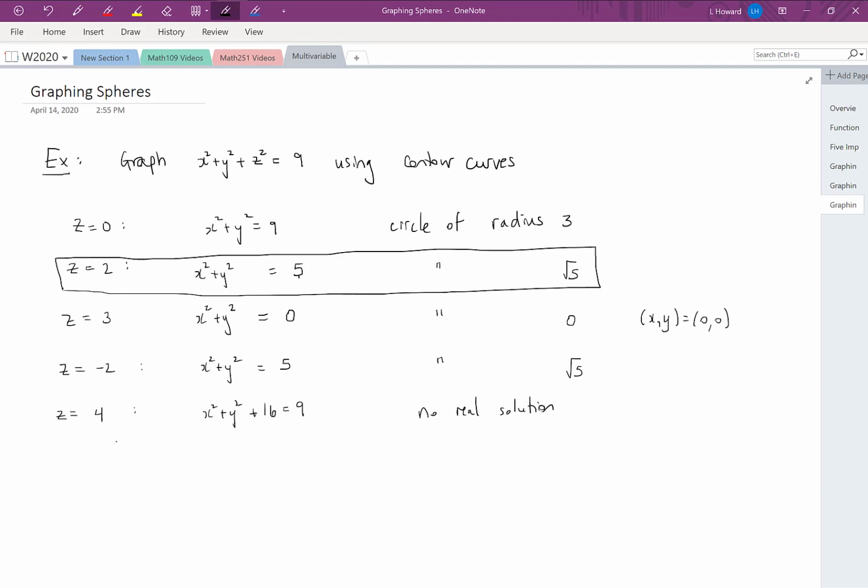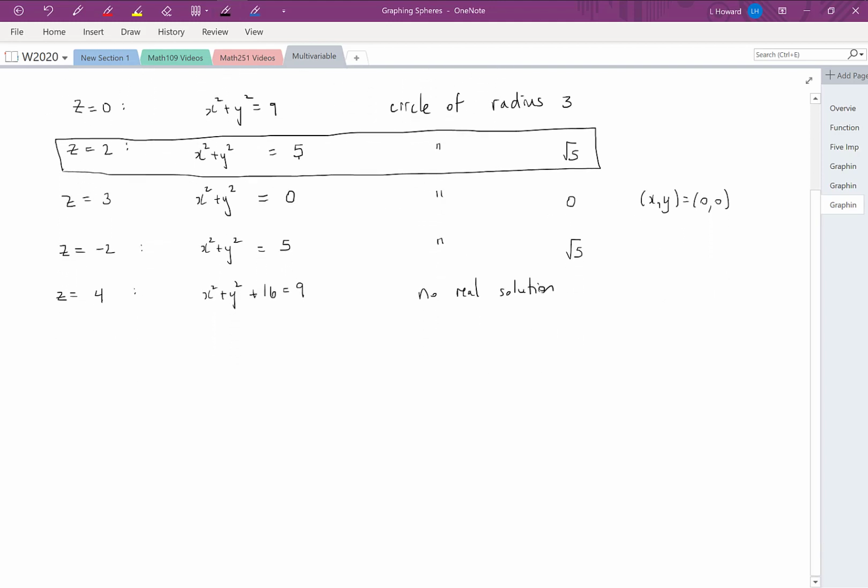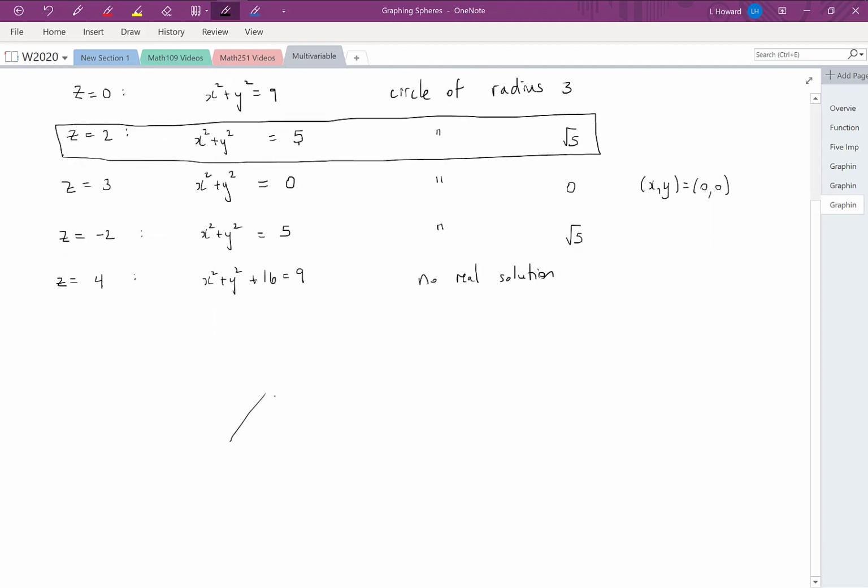Okay, so let's see if we can put this all together into a graph. So we'll draw our 3 axes. Here's our x, y, and z directions. And we're certainly going to want to go at least 3 units in each of these directions. Okay, and let's see if we can draw our contour curves. So at z equals 0, that's when we're sitting in the xy plane, we're getting a circle of radius 3, so that might look something like that.